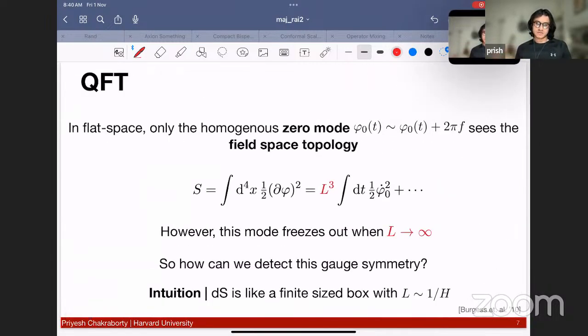And one of the key intuitions we'll carry with us is that some of this logic that I just gave you about the zero mode freezing out in the infinite volume limit may not apply in the universe during inflation, because it is kind of like a finite box. It has an IR horizon, which is given by the Hubble scale. So maybe this zero mode doesn't quite freeze out. Maybe it's important.